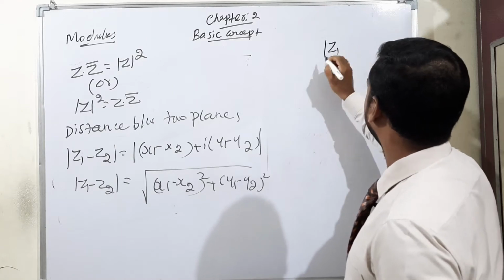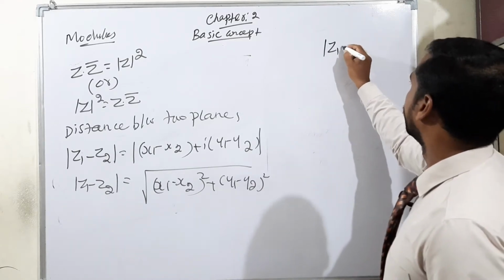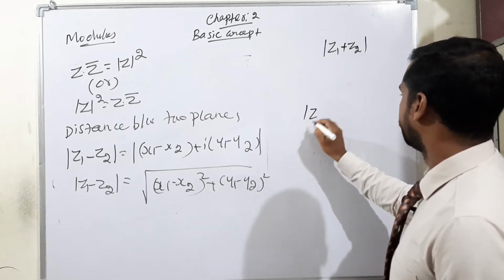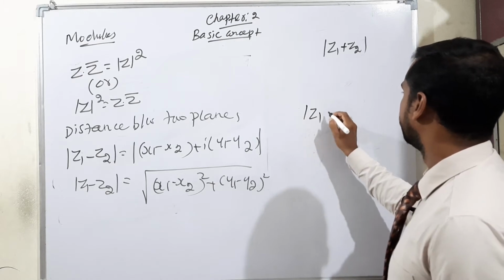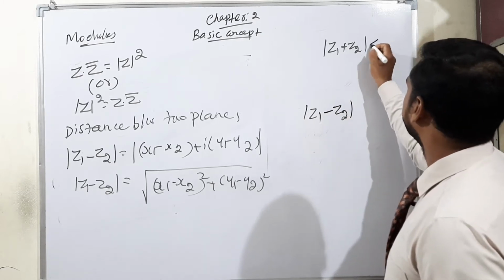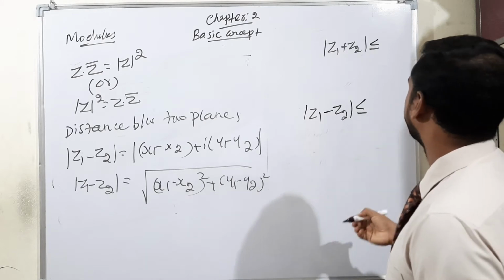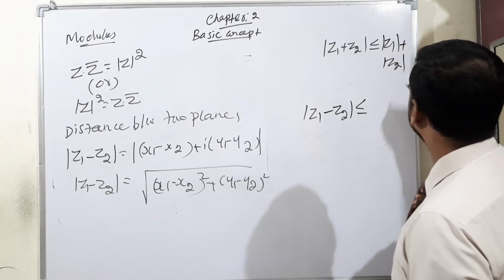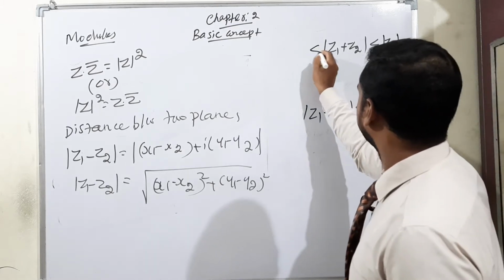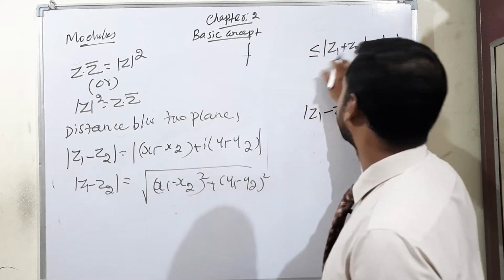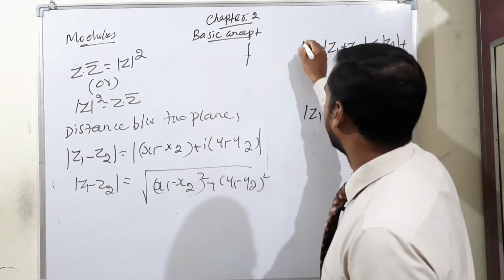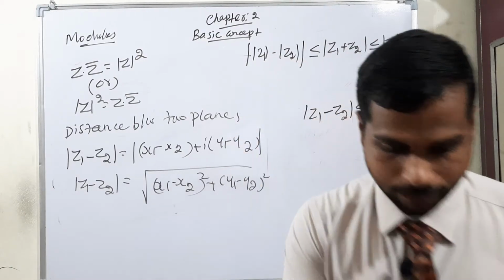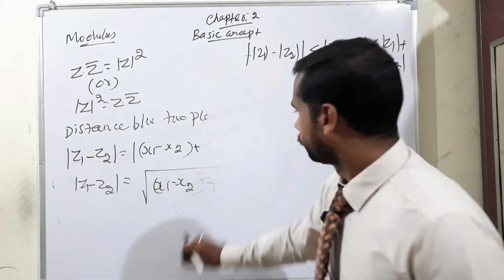Always the modulus of the sum of two complex numbers: modulus of z1 plus z2 is less than or equal to the sum of the separate moduli, modulus of z1 plus modulus of z2. And the modulus of the difference: modulus of z1 minus z2 is less than or equal to the separate term, and it is also greater than or equal to the whole modulus of the difference between the two moduli. The same condition holds in the second part as well.